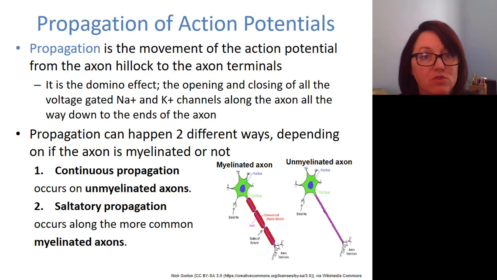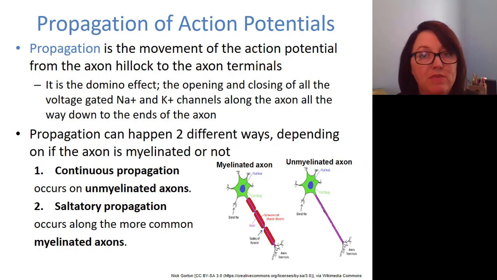Before we leave action potentials altogether, I want to talk about propagation of an action potential. To propagate an action potential is to move an action potential. We already know that action potentials move and they travel, and that they are capable of traveling through that domino effect like mechanism of opening all of those voltage-gated sodium channels. But it turns out that propagation can actually happen in two different ways, depending on the type of axon we're using.